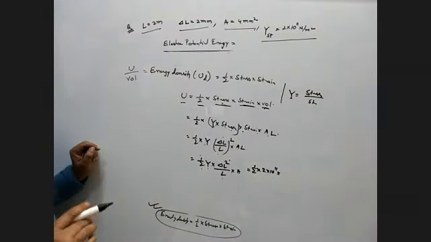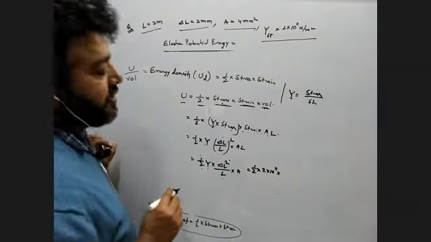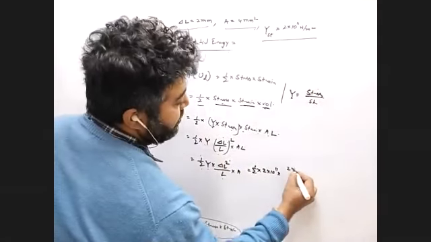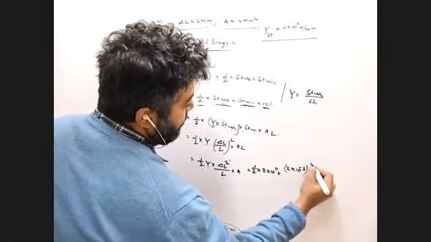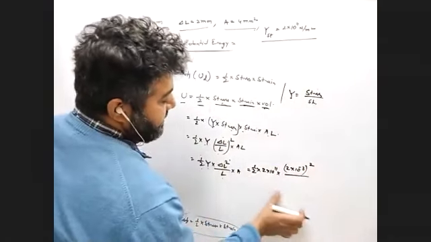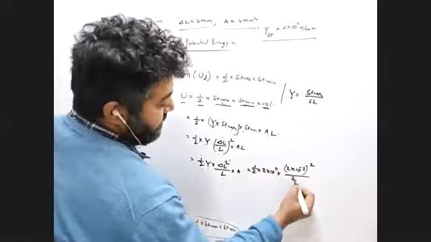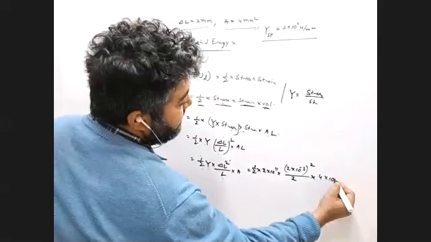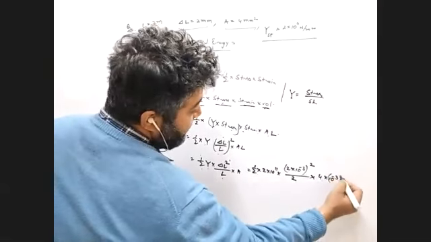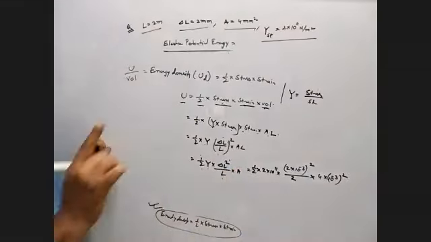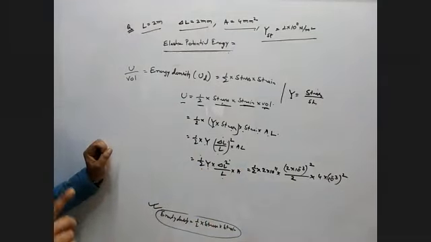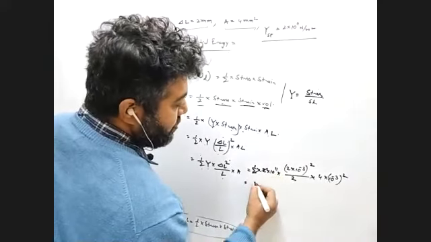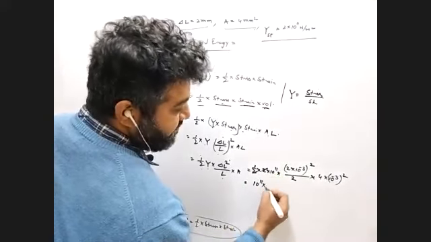Now, if we put the values, Young's modulus is 2 into 10 to the power 11. Change in length is 2 into 10 to the power minus 3, whole square, by length. Length is 2 meter. And cross-sectional area is given as 4 millimeter square, so 10 to the power minus 3 squared, because it's a millimeter square. So these are very important key factors. Now you can cancel this. So you have 10 to the power 11.